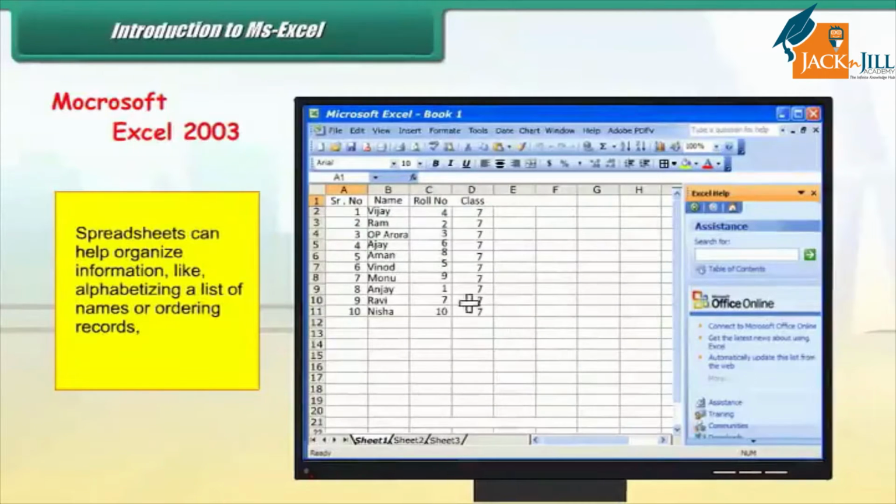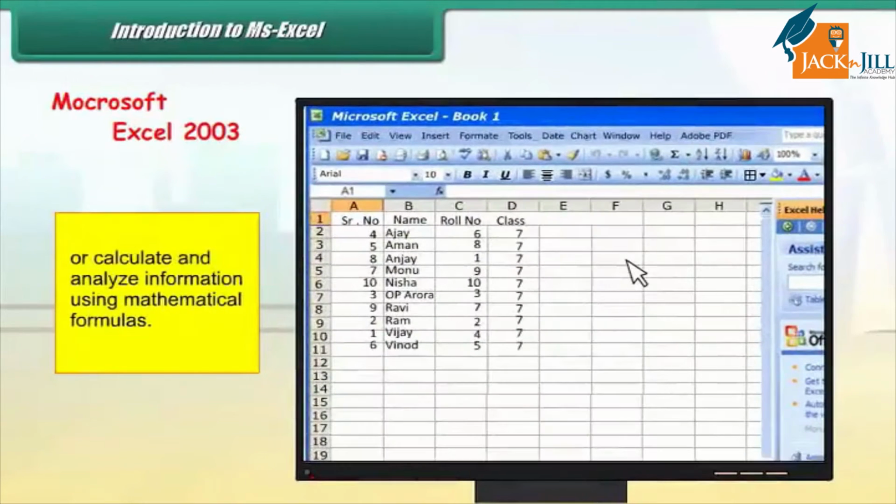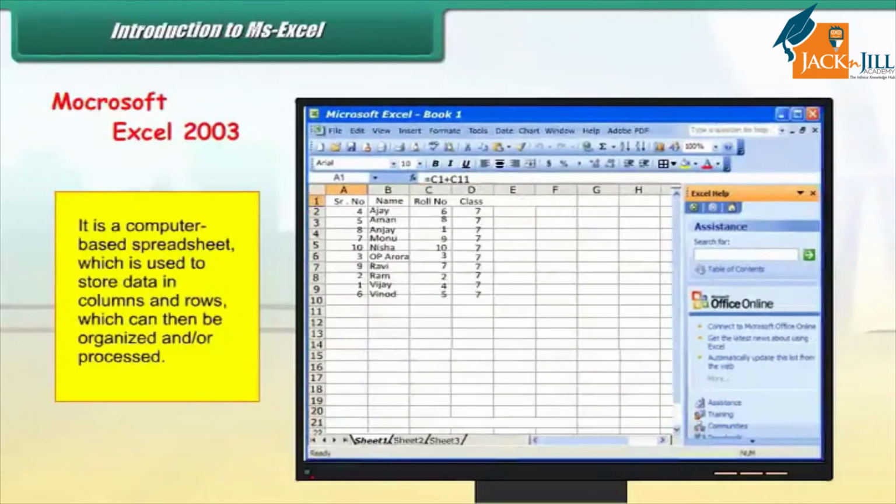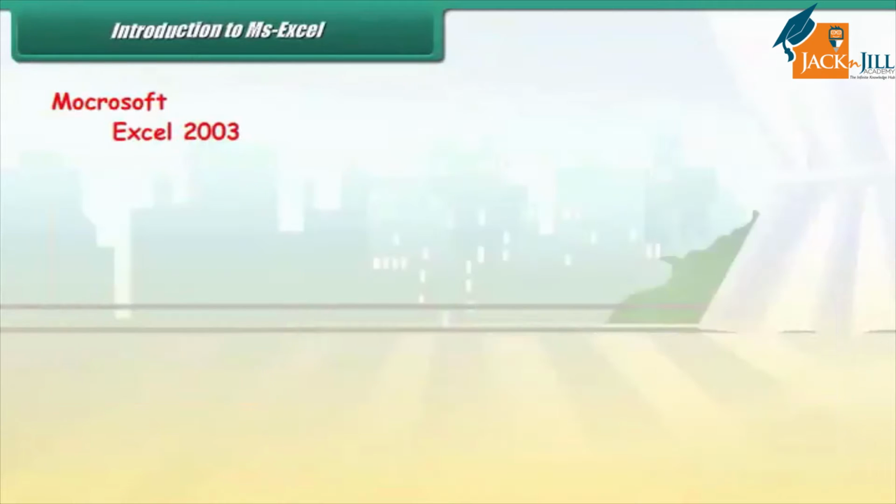Spreadsheets can help organize information like alphabetizing a list of names or ordering records, or calculating and analyzing information using mathematical formulae. It is a computer-based spreadsheet which is used to store data in columns and rows, which can then be organized and/or processed.